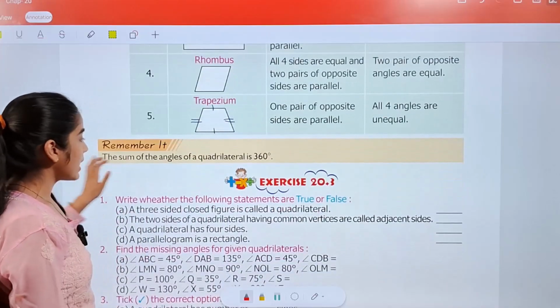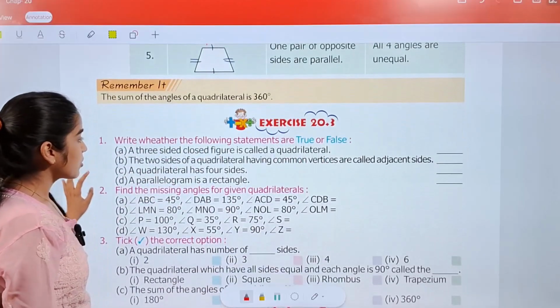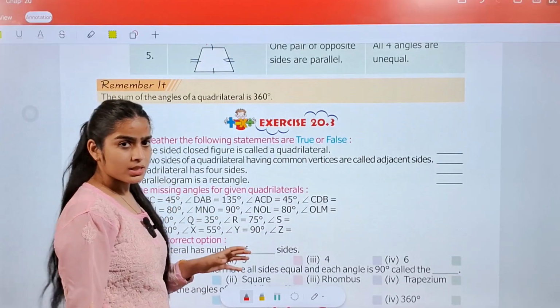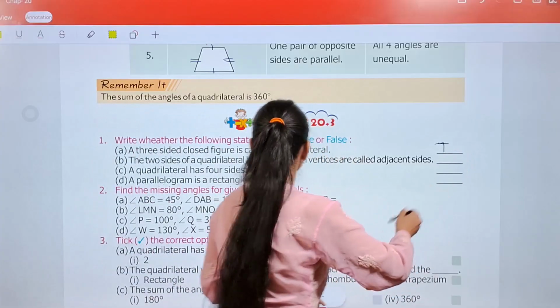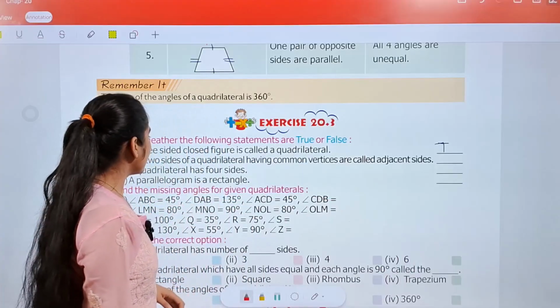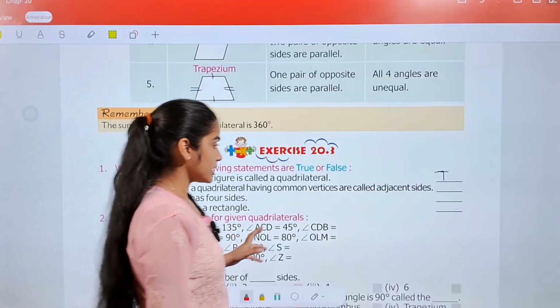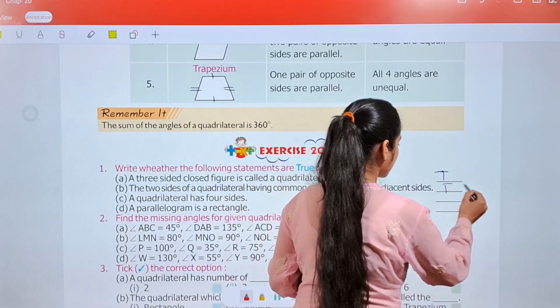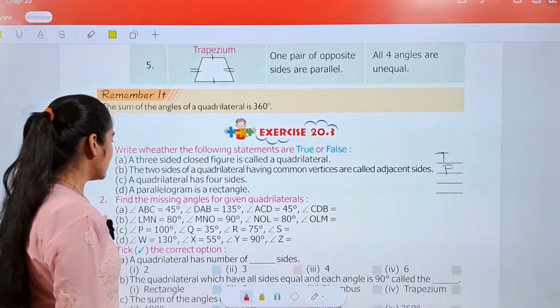The sum of the angles of a quadrilateral is equal to 360 degrees. A three-sided closed figure is called a quadrilateral. Is this true or false? Next, the two sides of a quadrilateral having a common vertex are called adjacent sides. Common vertex, no, this is false. Common vertex होंगे तो क्या कहेंगे हम उन्हें? Diagonals कहते हैं, not vertex. Oh sorry, adjacent lines. ठीक है?